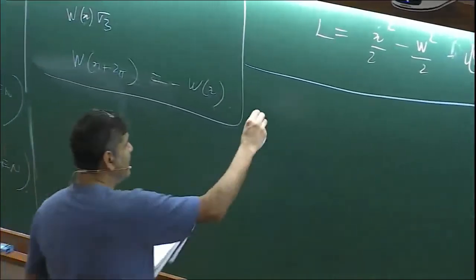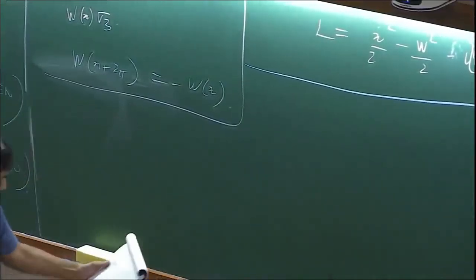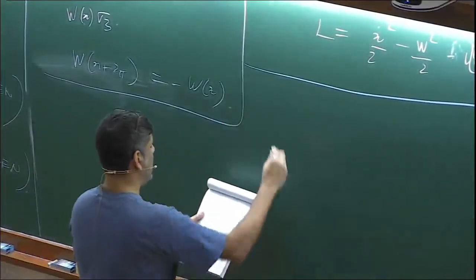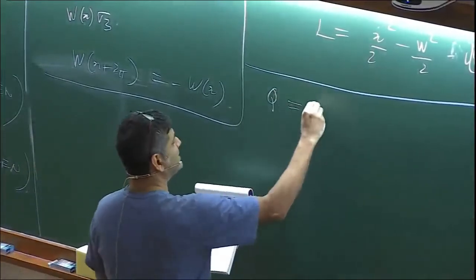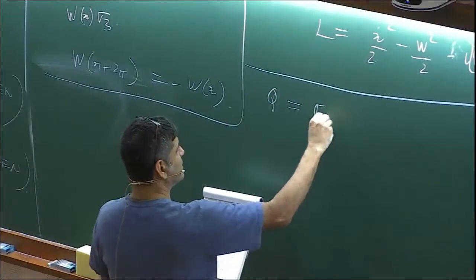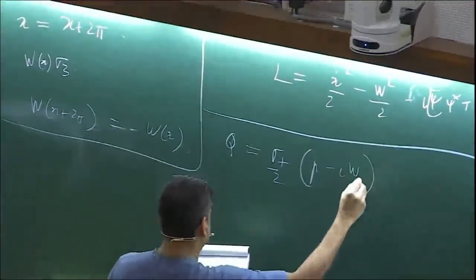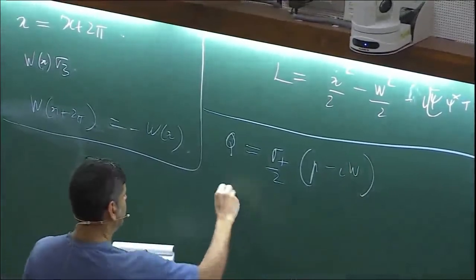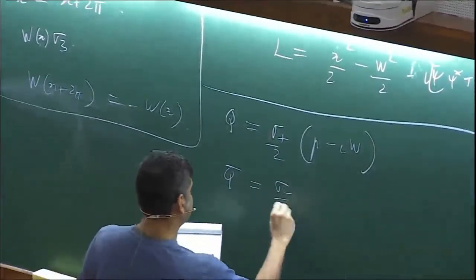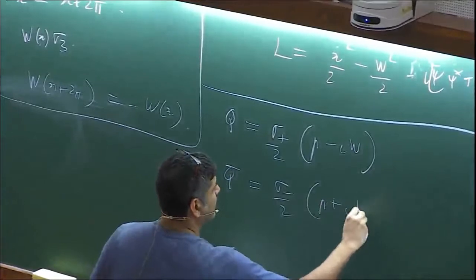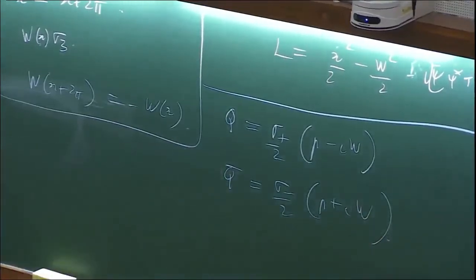Okay. So firstly, let's go back to our Hamiltonian picture. In our Hamiltonian picture, we had Q equal to sigma plus by 2 in (p minus i omega), and Q bar equal to sigma minus by 2 in (p plus i omega). These were our supercharges.